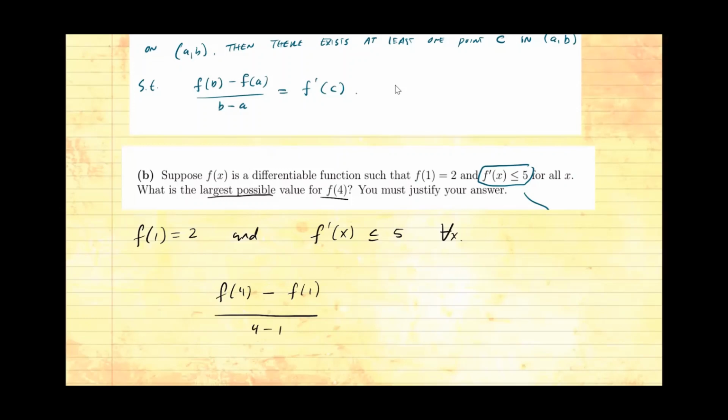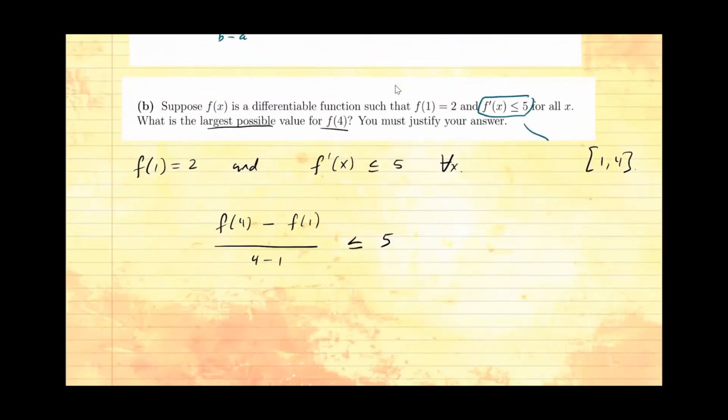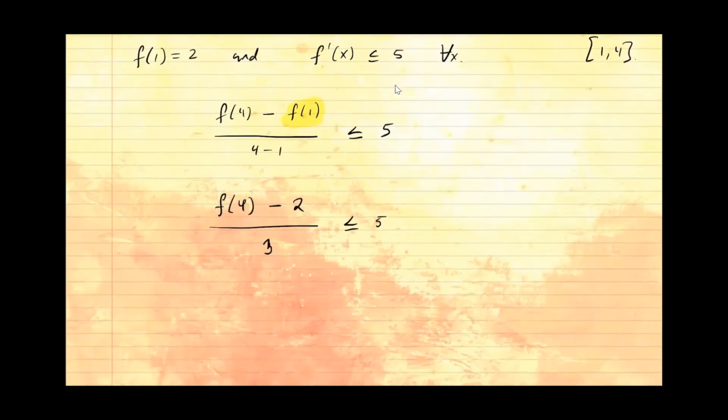So the interval we're looking at is 1 to 4. And we want this to be less than or equal to the derivative, so that would be 5. And then just cross multiply and isolate. I know f(1) is given, so this right here is 2, so I can substitute that in there. This is (f(4) - 2) / (4 - 1), that's 3, less than or equal to 5. And then we just keep on solving this.